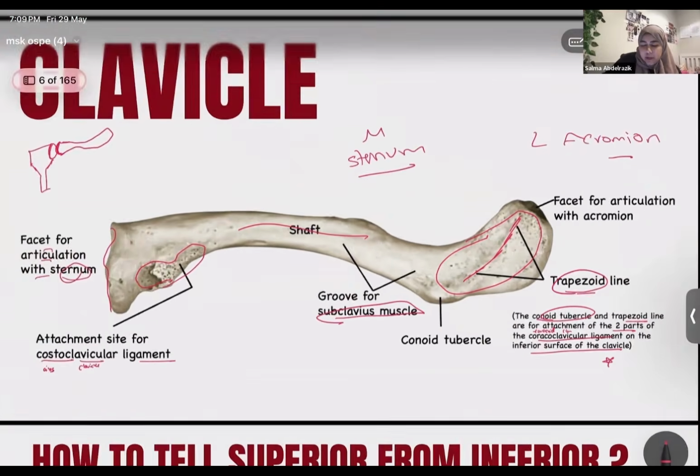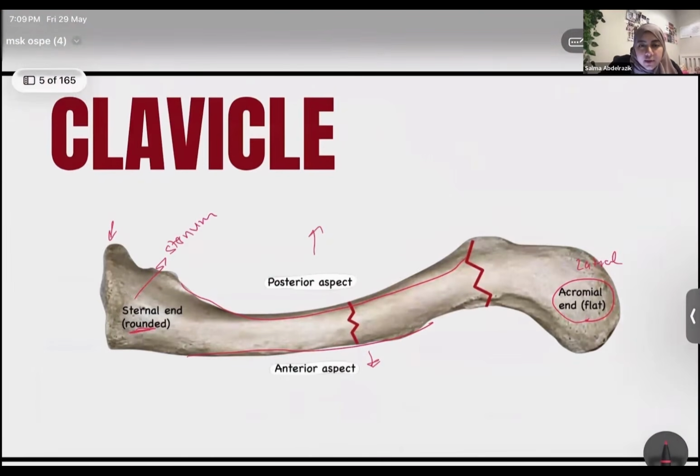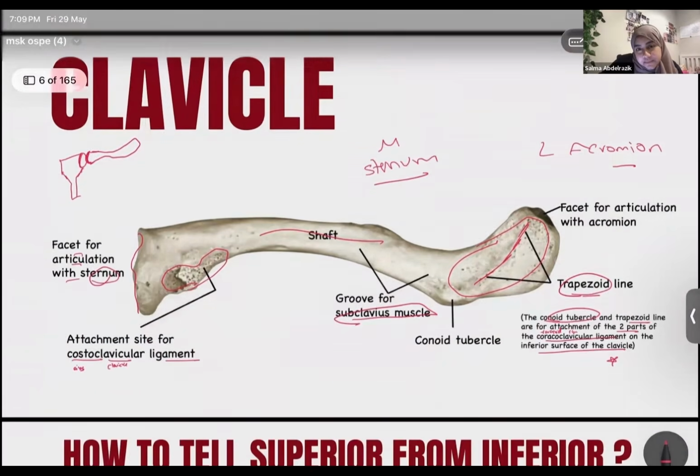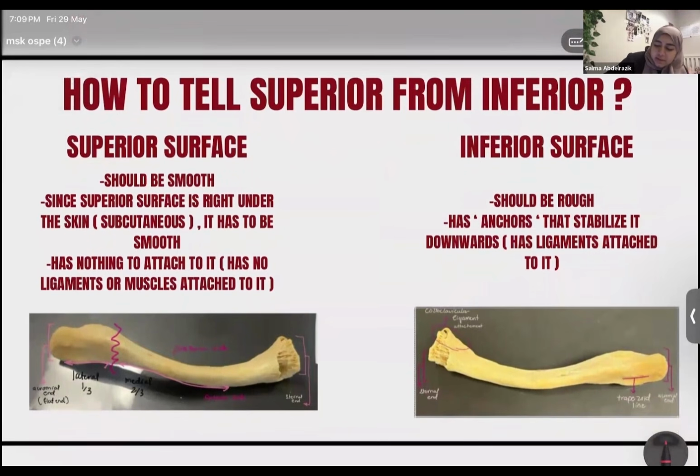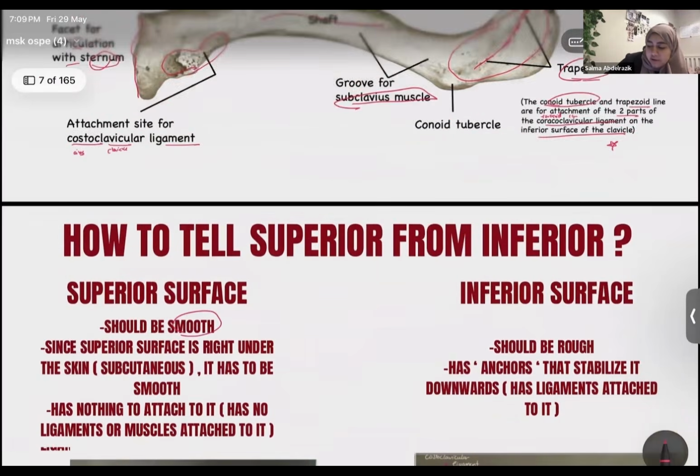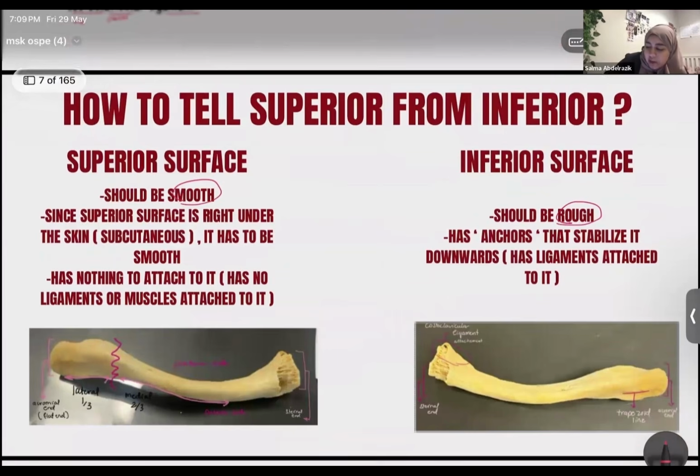Now that I showed you these two images, can you tell which one is superior and which one is inferior? Let me tell you how to tell the difference. The superior surface is smooth. The inferior surface is rough. Why is it rough? Because it has anchors, and by anchors I mean articulation sites, like over here.